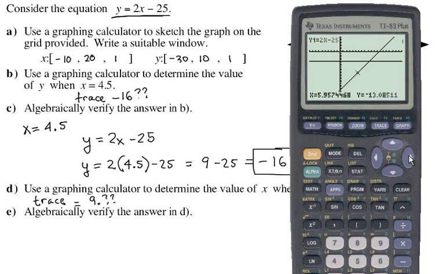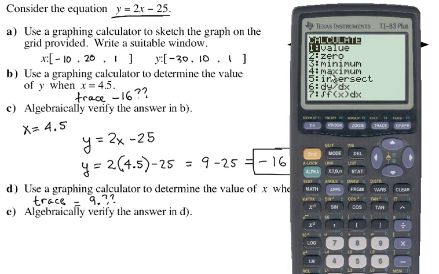Trace doesn't know how to do it. It can't land on minus 6.4 no matter how much hopping around you do. But there's another function in the calculator that is good at finding crossing points where two graphs intersect like this. You go to second, trace again, and there it is. It's called intersection. That's where two lines cross each other.